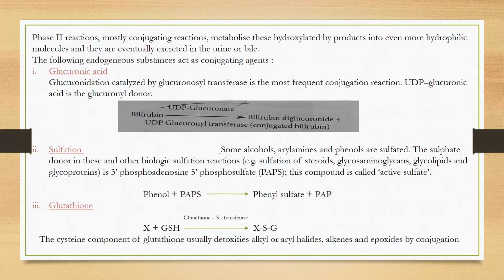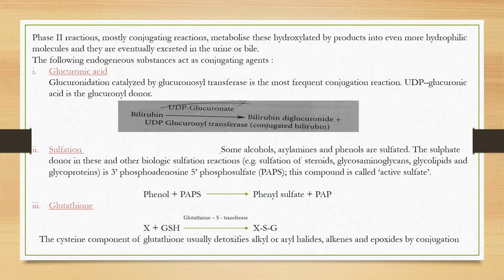However, certain xenobiotics, such as phenol, are directly conjugated without undergoing phase 1 reactions. Now, the following are the endogenous substances that act as conjugating agents. First is the glucuronic acid.